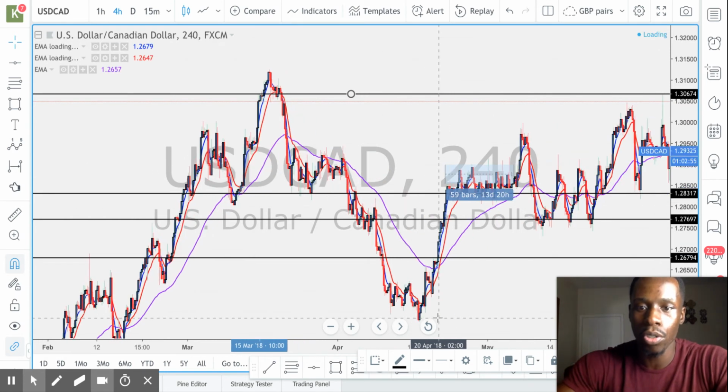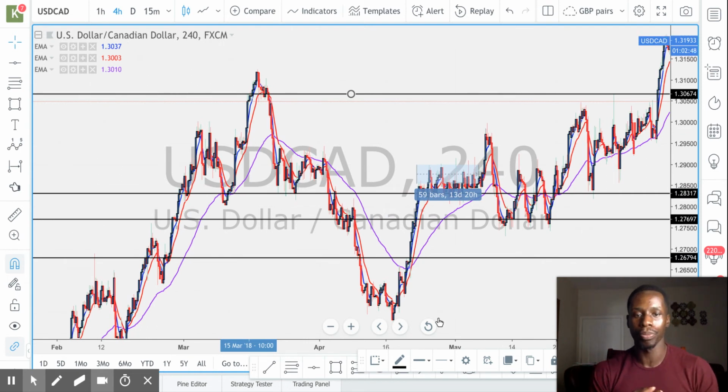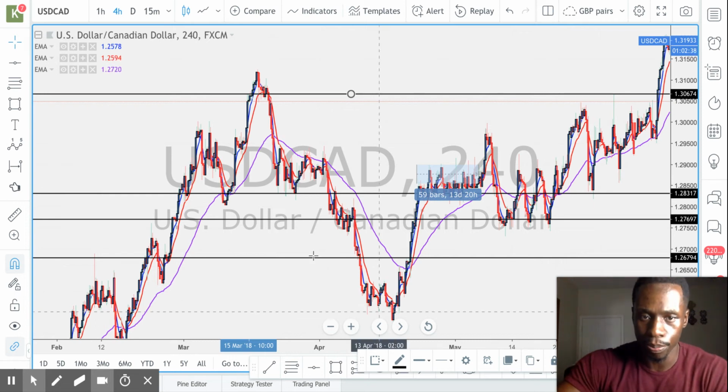So you keep it short, sweet, and simple. You know these patterns: inverted head and shoulders, you identify a double bottom, a triple bottom, a double top, inverted head and shoulders. You just keep it really simple.